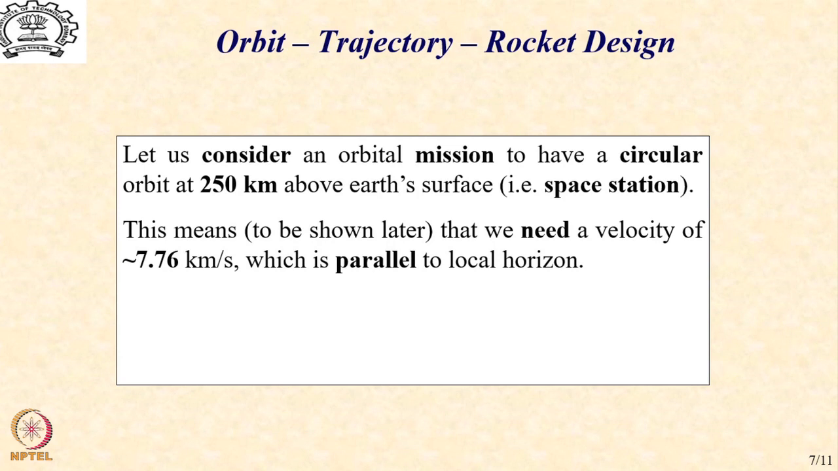This means, of course, this is particular part which is related to the orbital mission which we are not doing, but you can take it from me that in order to do this, we will require an actual velocity of 7760 meters per second, which is parallel to local horizon at an altitude of 250 kilometers, which means we need to impart a mechanical energy which corresponds to a potential energy related to the altitude of 250 kilometers and a kinetic energy corresponding to 7.76 kilometers per second, which means we now have an estimate of actual mechanical energy required at that terminal point.